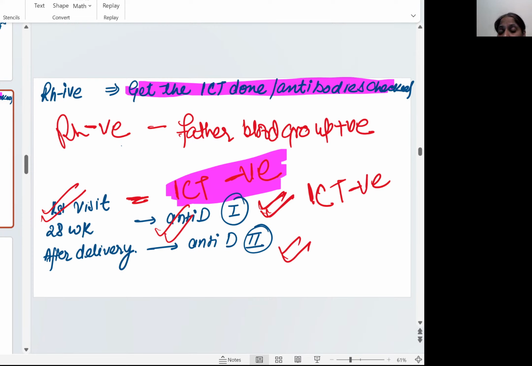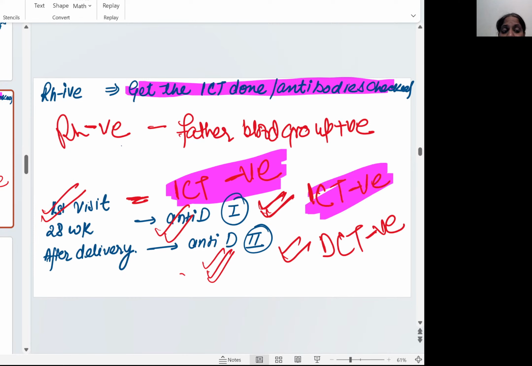Then after delivery, again we will give the anti-D if direct Coombs test is negative. So two times anti-D we give: one at 28 weeks, one after delivery. And three times we get the Coombs test done: one at first visit, another at 28 weeks, third the direct Coombs test after delivery. Is it clear to everyone?